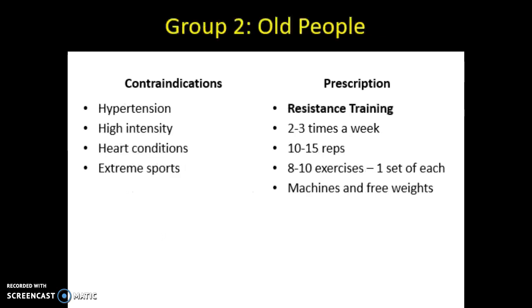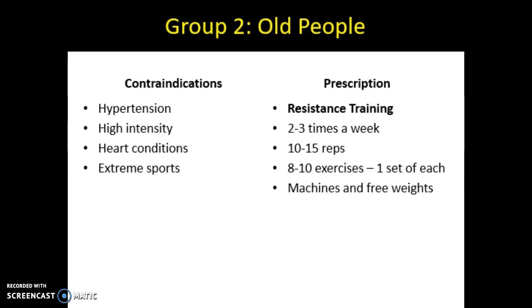One contraindication for old people is hypertension. This is another word used for high blood pressure. This can then cause heart disease, stroke, and even death. Someone with hypertension wouldn't be able to do exercises with isometric contractions, as this would set it off and could lead to one of the harmful things that could happen to them.